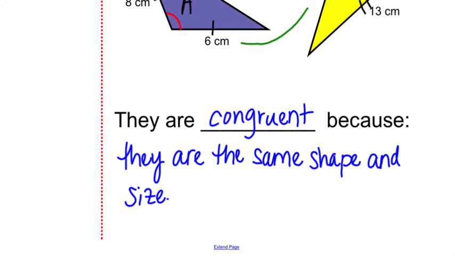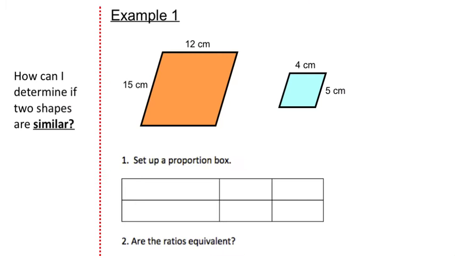They're the exact same. So that's what congruent means. Now in this next section, we're going to focus on what it means to be similar and how do we know if two shapes are actually similar. So if you look at your essential question, it says, how can I determine if two shapes are similar? Well, here's our first example.